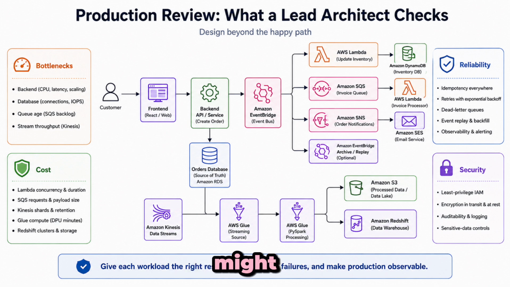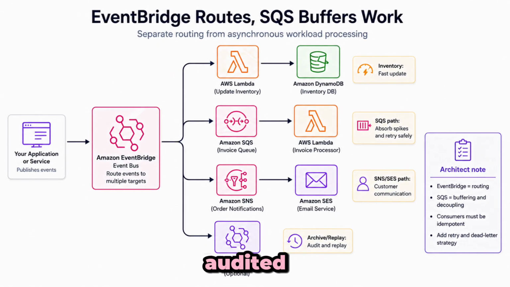Invoice processing might take longer, so instead of tightly coupling it, we place the work into SQS. The Lambda invoice processor can then consume those messages at its own rate. That is the key distinction on this image. EventBridge routes, SQS buffers work. The third branch handles customer communication through SNS and SES. And at the bottom, we can optionally archive events so they can be audited or replayed.